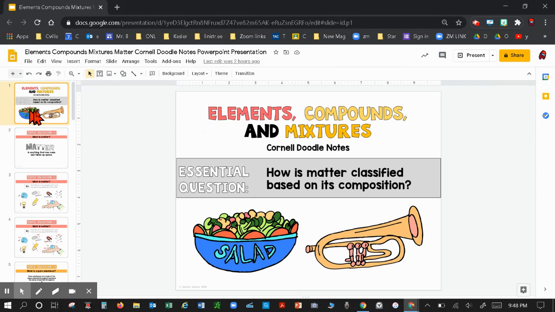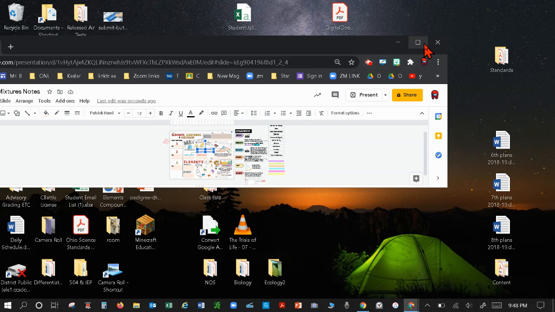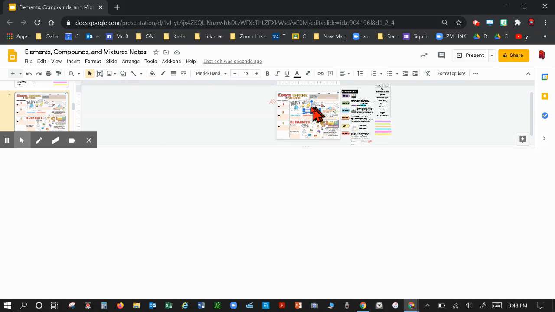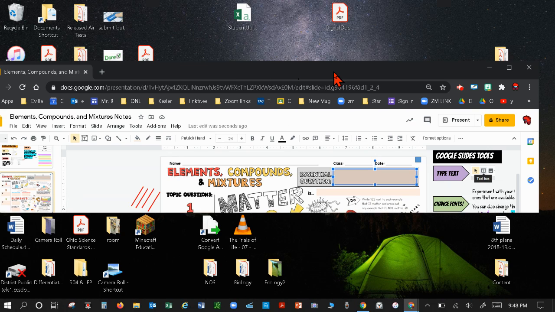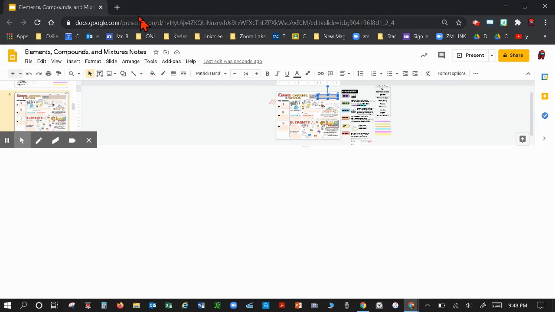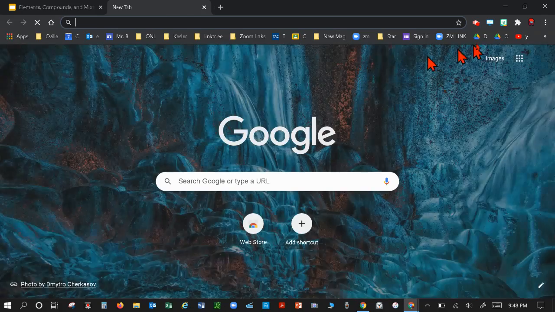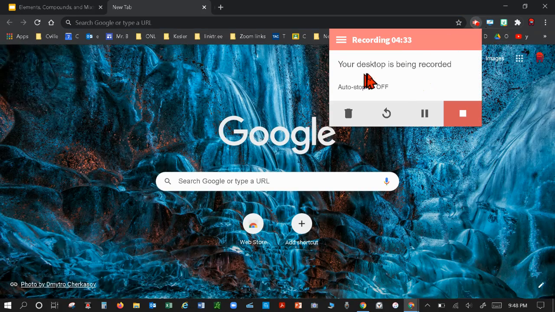So let's take a look at the very beginning topic we're going to talk about today. That topic is, how is matter classified based on its composition? In your previous box that we had open, right here is an essential question you're going to type down: How is matter classified based on its composition? I'm going to pull this up into another slide to make it easier to see, so you can follow along with exactly what I'm talking about and see the words on the screen.